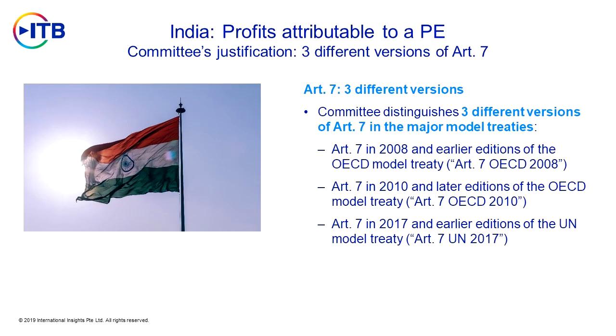The committee starts its analysis by distinguishing between three different versions of Article 7 in the major model treaties. Firstly, there's Article 7 in the 2008 and earlier editions of the OECD Model Treaty, which I will call Article 7 OECD 2008. Secondly, Article 7 in the 2010 and later editions of the OECD Model Treaty, Article 7 OECD 2010. And thirdly, Article 7 in the 2017 and earlier editions of the UN Model Treaty, Article 7 UN 2017. The committee identifies some important differences between these three versions.